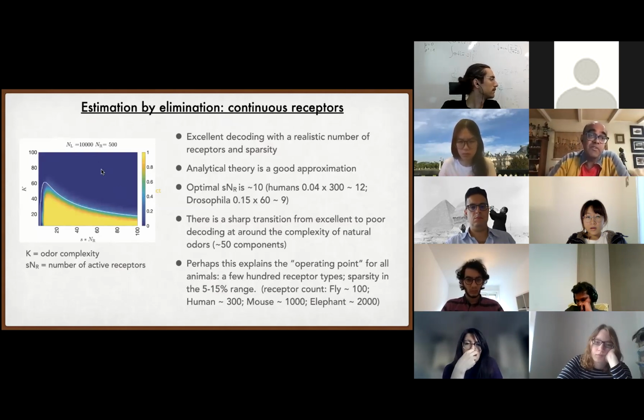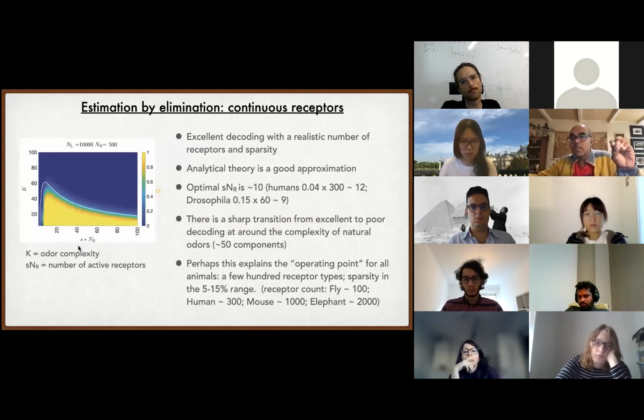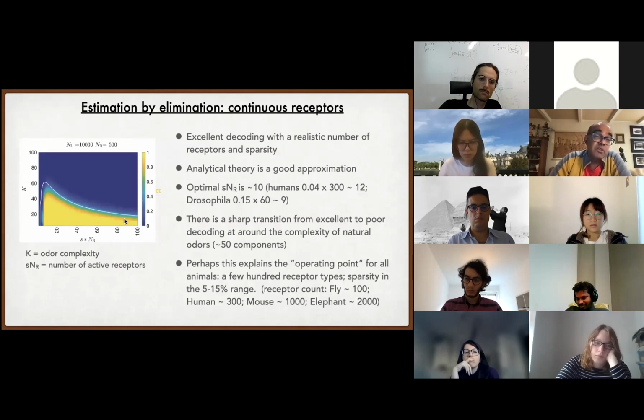So blue means it's very... K here on the y-axis is odor complexity. How many components are there in the odor? How many odor molecular types are in the odor? The x-axis is the number of receptors times the sparsity of the responses. You remember I told you that a given receptor only responds to some fraction of the odorants, so there's some sparsity. So you can do a plot using this kind of decoding algorithm, and you'll find that the yellow region here is where it decodes well.